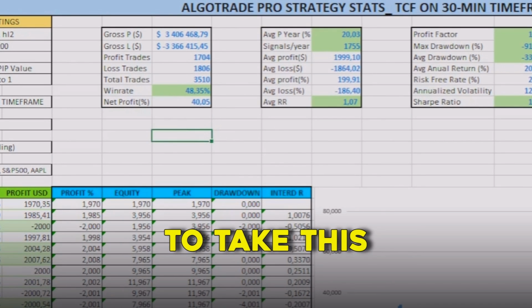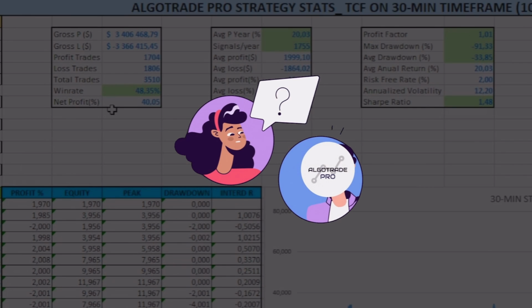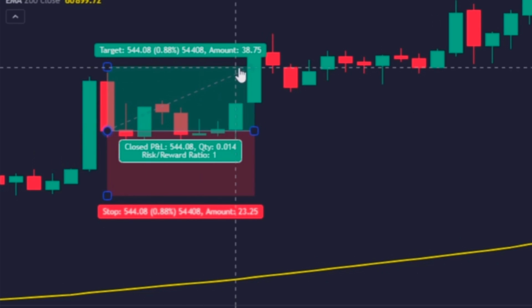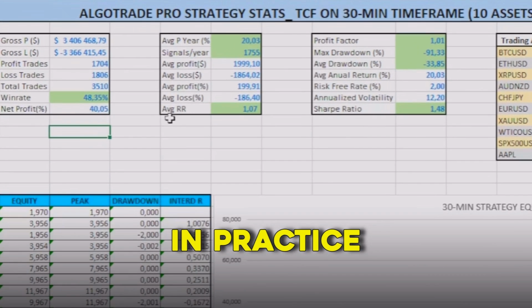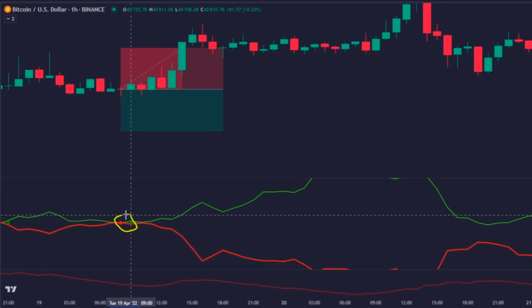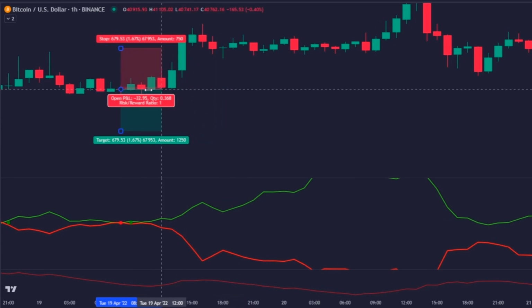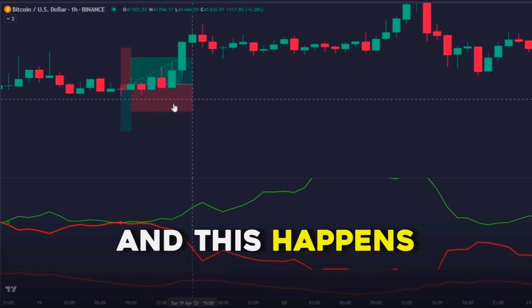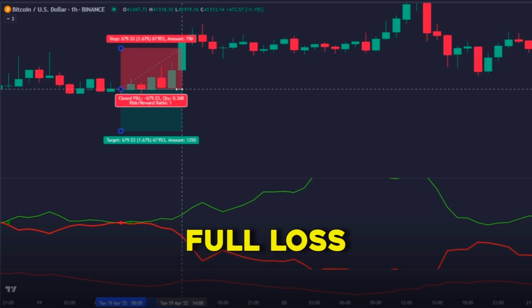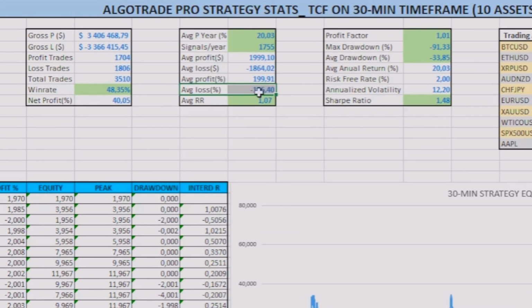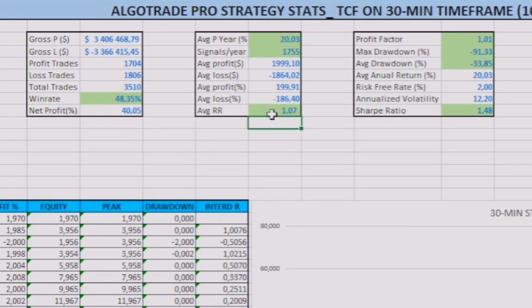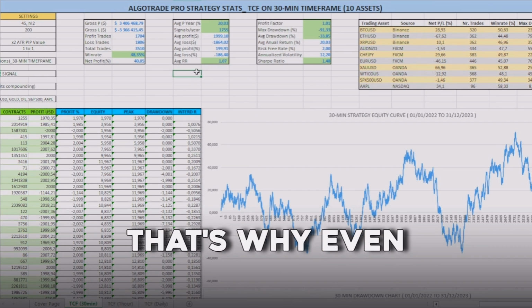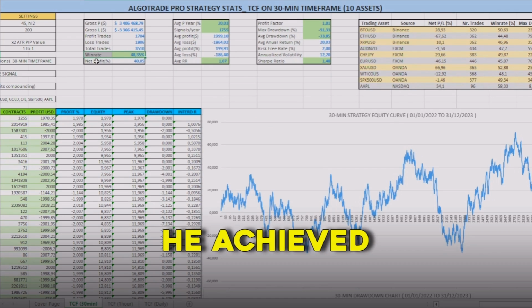And I would like to take this moment to clarify a question that many of you have been asking. Although the theoretical risk to reward is 1-to-1, in practice it is a little higher than that. Because if the trading bot has a new entry signal in the middle of an open trade, it closes it to enter on the new position. And this happens especially in trades that would be a loss. For this reason, our average loss ends up being lower, and therefore our true risk to reward ends up rising. Here you can see that the true risk to reward ratio is 1 to 1.07, and that's why even with a win rate below 50%, we achieved some profit.